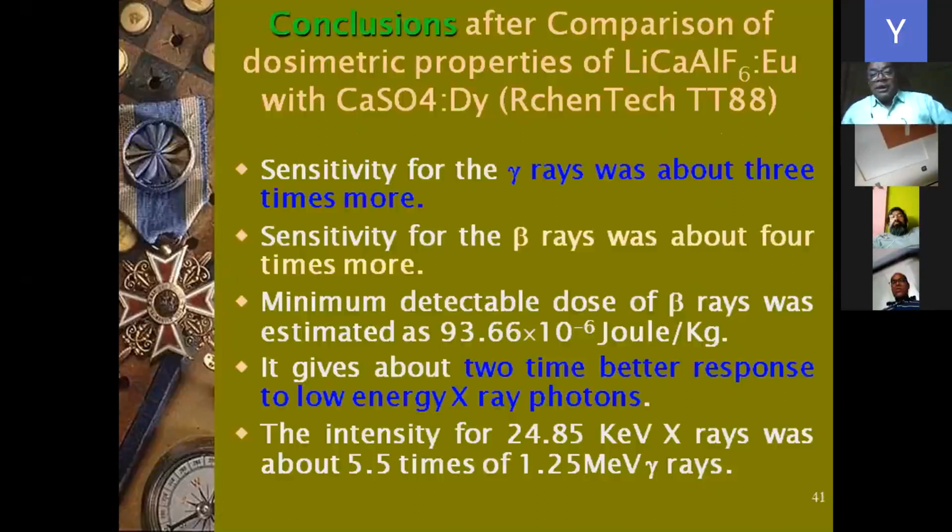Minimum detectable dose of beta rays was estimated as 93.66 × 10⁻⁶ kg. It gives about 2 times better response to low X-ray photons. The intensity for UV X-rays was about 5.5 times of 1.25 MeV gamma rays.